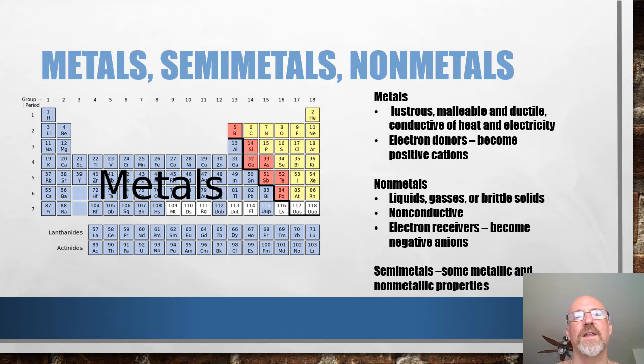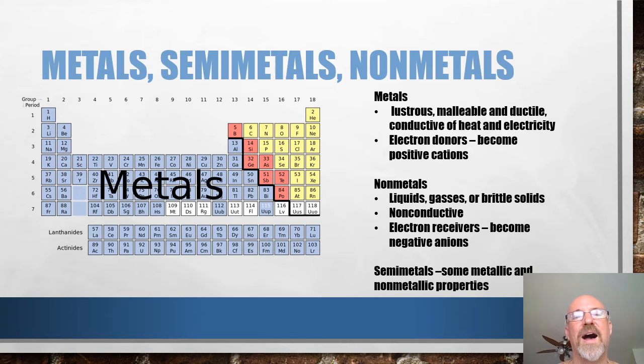What makes something a metal? As you can see, it's got those properties listed there. It's lustrous, meaning it's shiny. It's malleable and ductile, meaning it can be easily shaped, flattened into sheets, or drawn out into wires. And metals are all, to varying degrees, conductive of heat and electricity, some more so than others, but all of them have those characteristics. In chemical reactions, they tend to be electron donors, for reasons that will become evident as we go through the rest of this presentation.